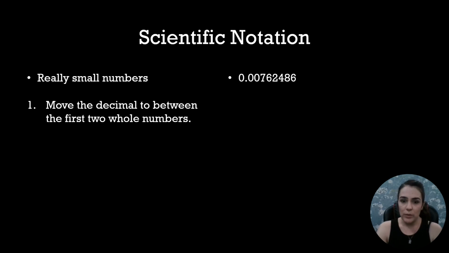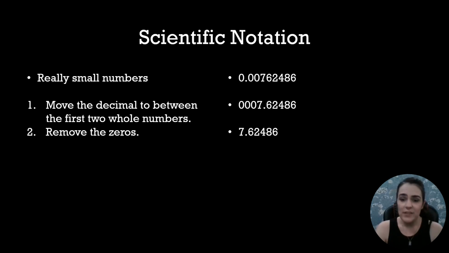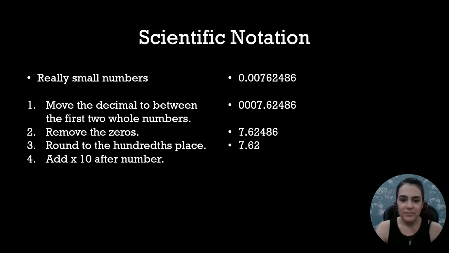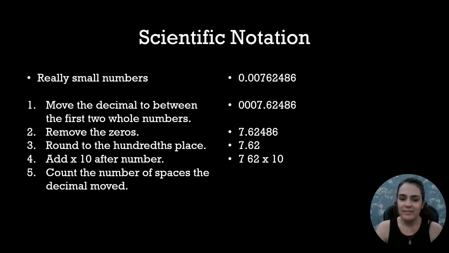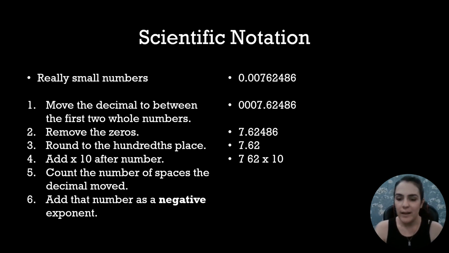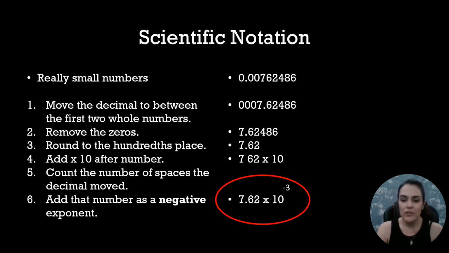Another really small number. You want to move the decimal to between the first two whole numbers. Remove the zeros. Round to the hundredths place. Add times 10. Count the number of spaces that the decimal moved and add that number as a negative exponent. Very small numbers get negative exponents. And there's your answer.